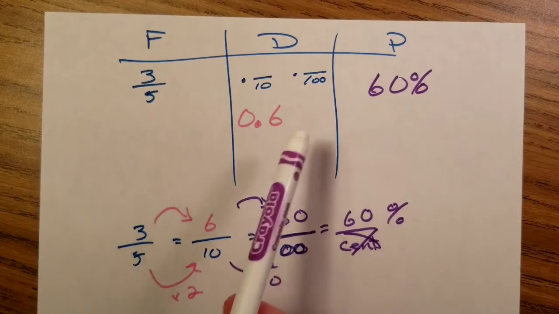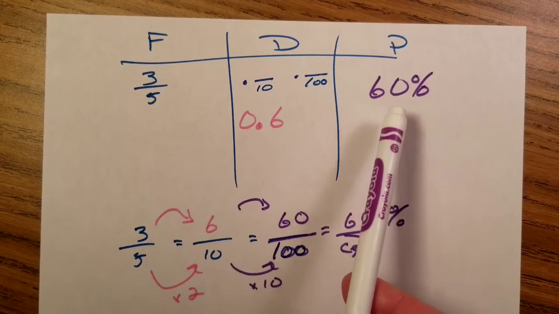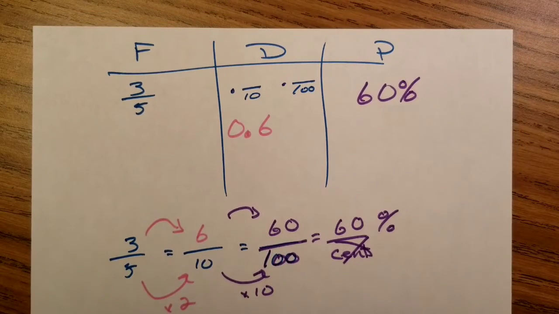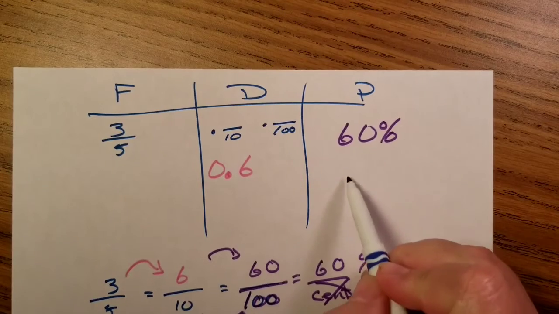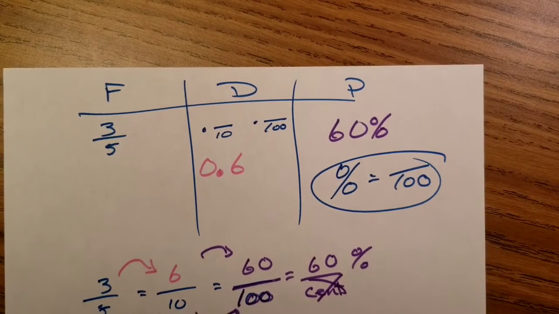So if your decimal can be written as a tenth or a hundredth, and if you can turn it over 100, it's percent, because percent equals per hundred. That's our trick to get that.